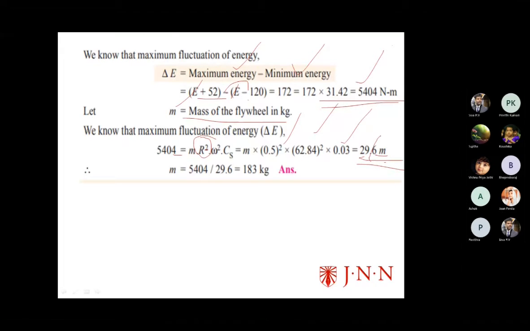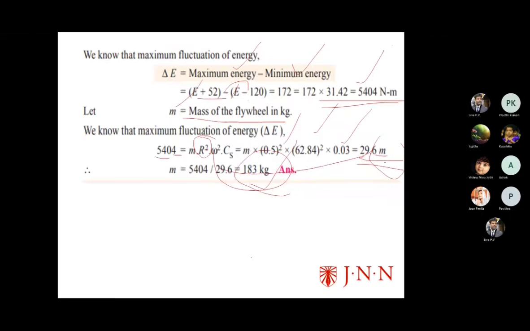So 29.6 into m, the mass value. So what we do is divide: 5404 divided by 219.6 gives 183 kilogram. The mass of the flywheel is 183 kilogram. Is it clear? Anyone clear? Understood, sir, okay.